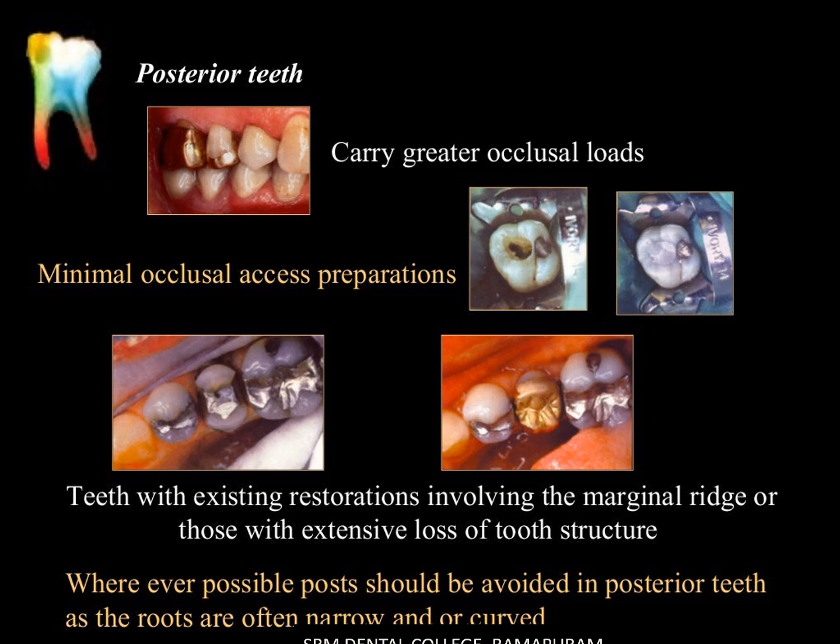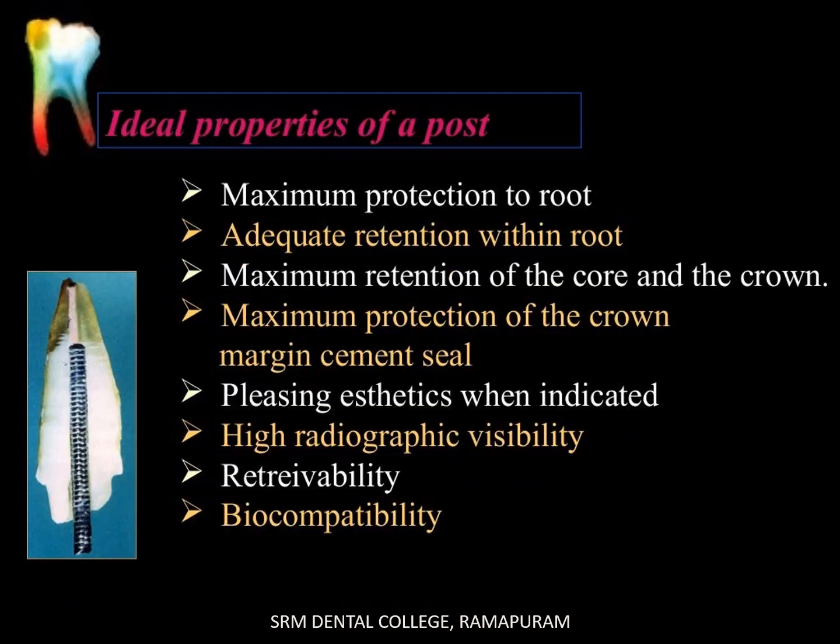Posterior teeth carry greater occlusal loads, so we would need minimal occlusal axis preparation. Teeth with existing restoration involving cusps and ridge, or those with extensive loss of tooth structure, are indicated to go for post and core. Wherever possible, a post should be avoided in posterior teeth as the roots are often narrow and curved.